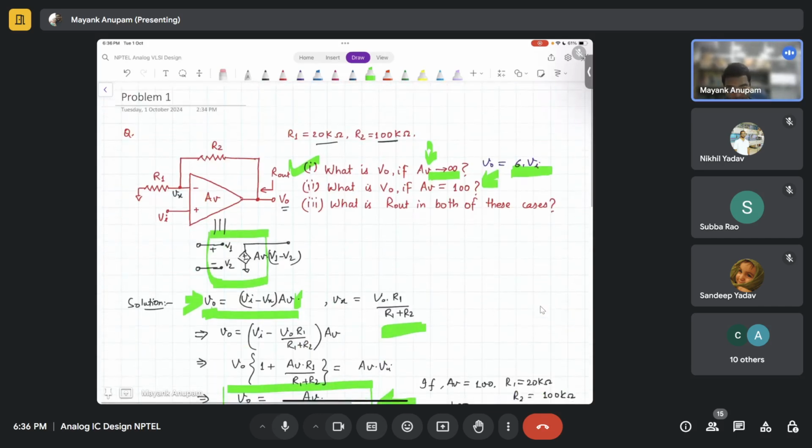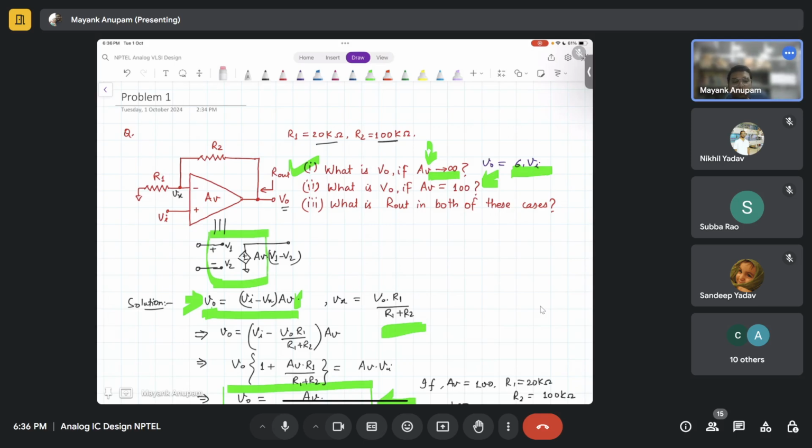So what I wanted you to take away from this exercise is that you can understand how critical the gain of this amplifier is. This gain should be really large for this op amp to behave as an ideal op amp. You have also learnt it this week, right?